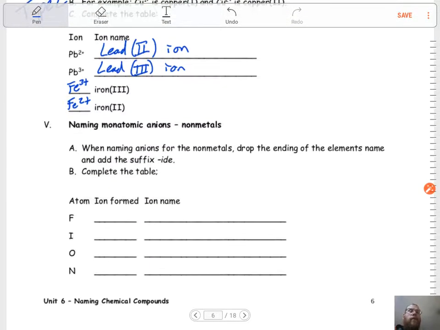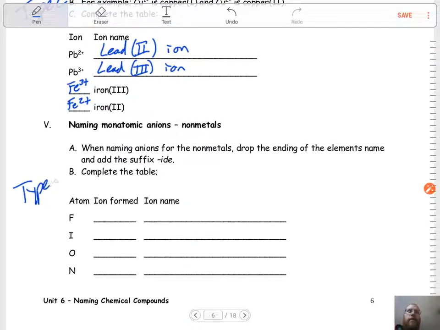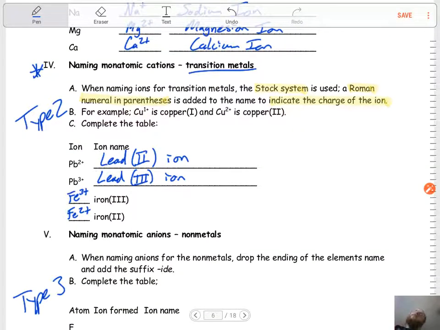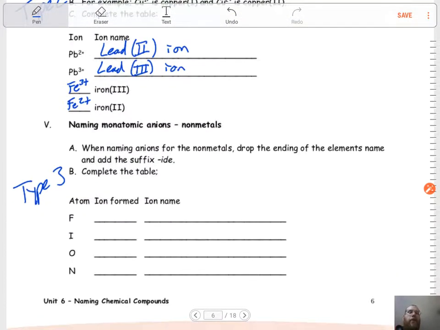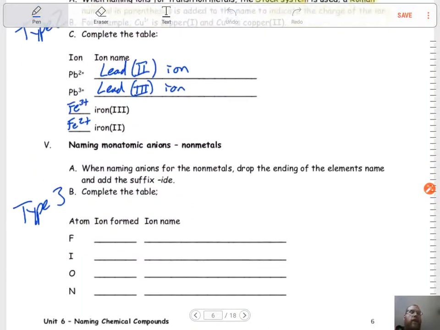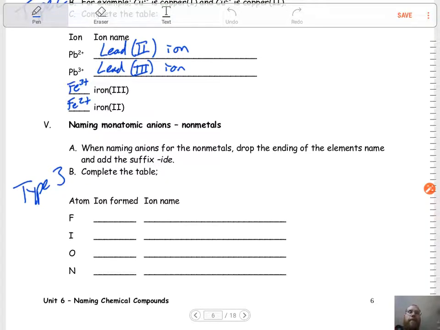Okay? Now, the last one, this is your type 3. This is going to be pretty simple as well. I'll be honest, like I said, type 2 with those transition metals, those are the ones that are the most challenging. Type 3, again, if you look over here, those are the ones in purple. Those are your nonmetals, okay? So they have the same type of trend. We don't have to worry about the charge. The standard charge, guys, would just be the first one that you see on the periodic table.